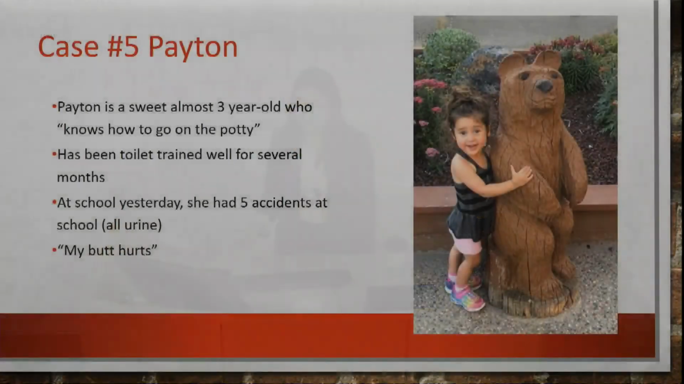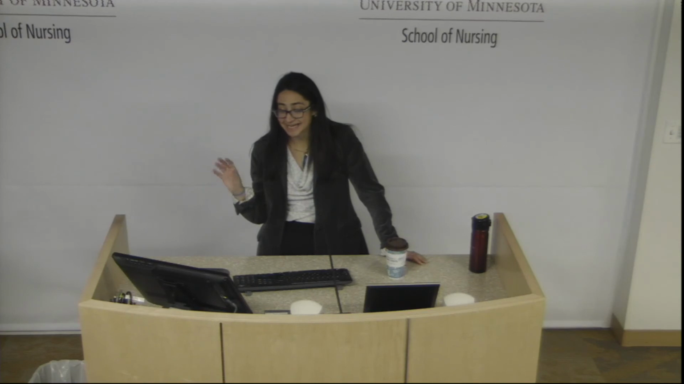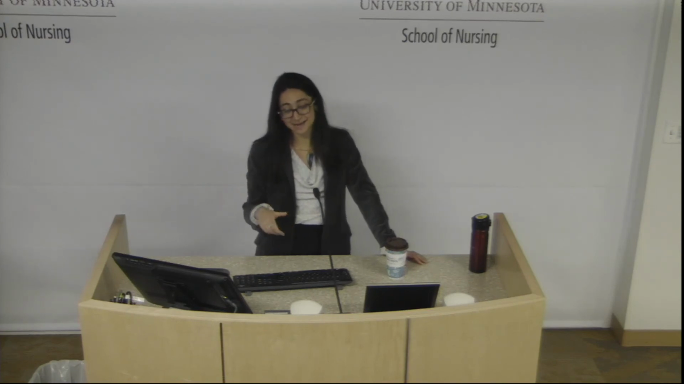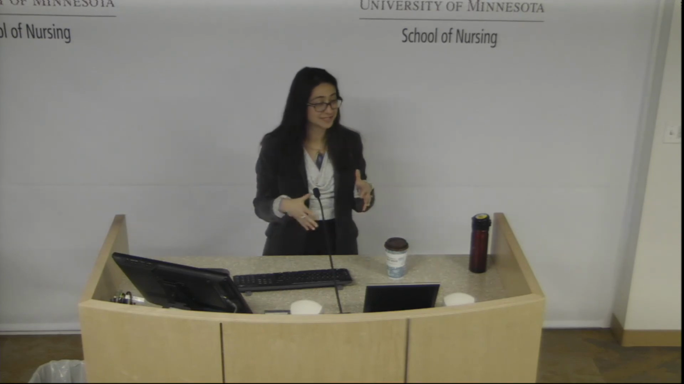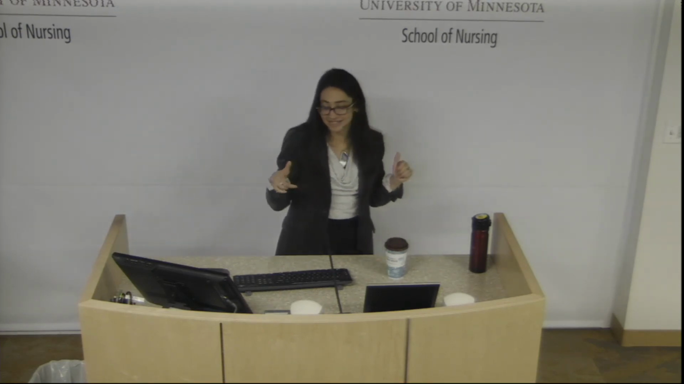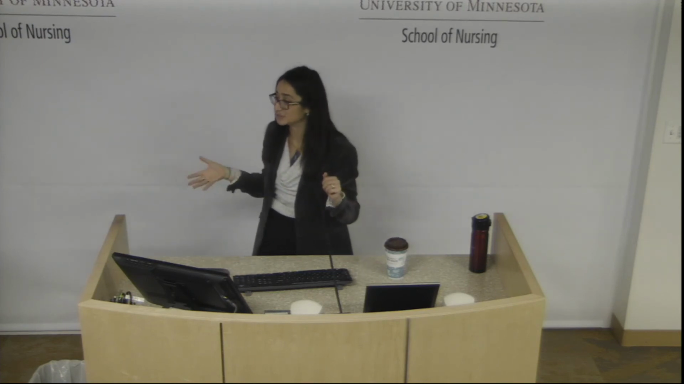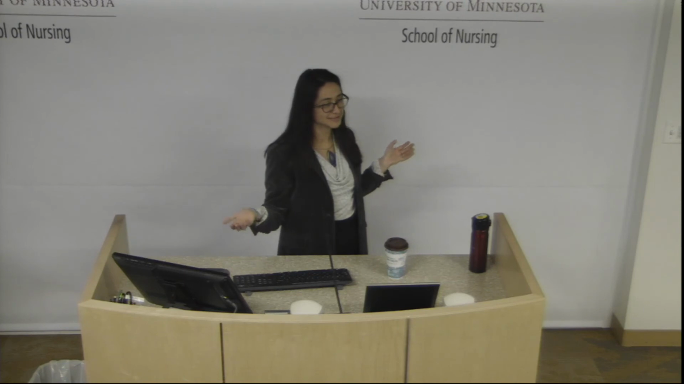So for this GU one, I actually use my own daughter, Peyton. The day before the first time I gave this talk, she had these symptoms, so I figured this was a good one to do. Now she's 3, but at that time she was almost 3, and she knows how to use the potty. She'd been toilet trained for several months. Then I got a call from school the day before this talk that she had 5 accidents in school, which is very unusual for her, because she was mostly toilet trained by that point.